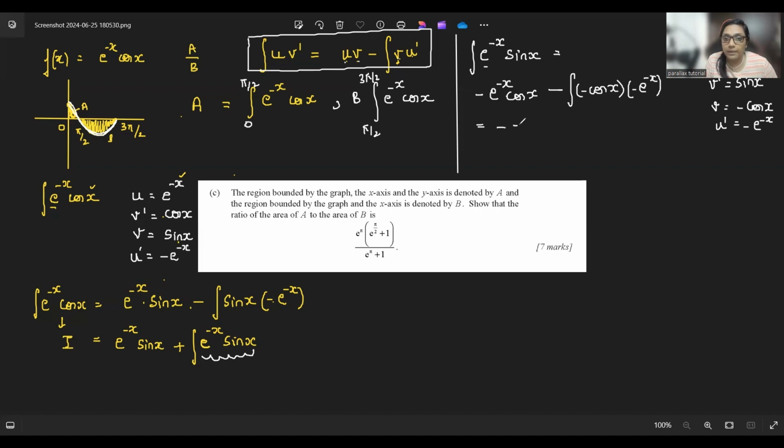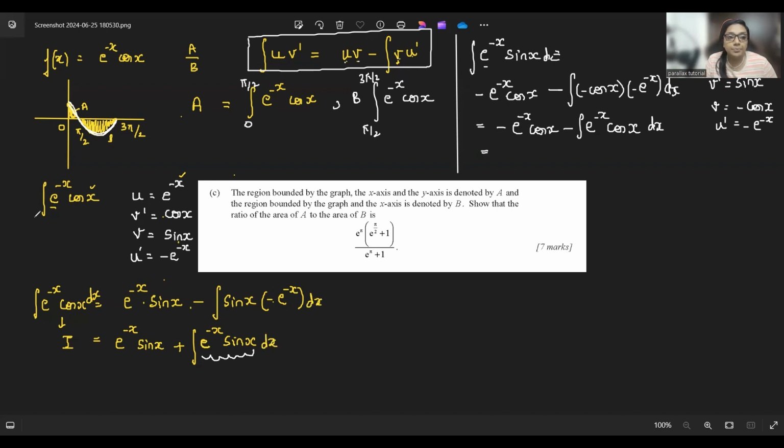So we have minus e to the power minus x cos x. The minus and minus over here get cancelled. You have a minus integral of e to the power minus x cos x. And don't forget to put a dx every time. Put a dx every time whenever you're writing the integral. Over here also it's dx, and over here also it's dx.